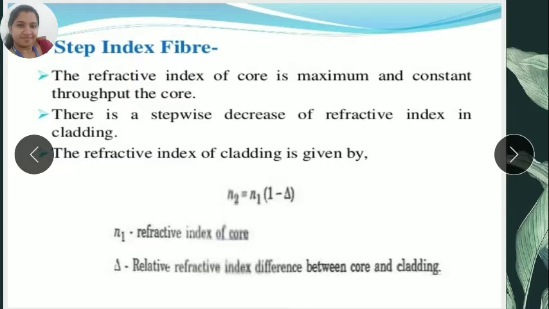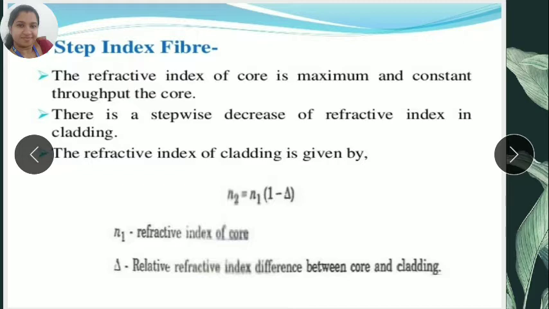Constant throughout the core means here the light gets reflected by total internal reflection. It is propagated from one point to the other point. Light gets reflected from the core cladding interface, from the top surface, then from the bottom surface, again from the top core cladding interface, then from the bottom core cladding interface. So light gets reflected continuously by total internal reflection. For this, the refractive index of core must be constant.